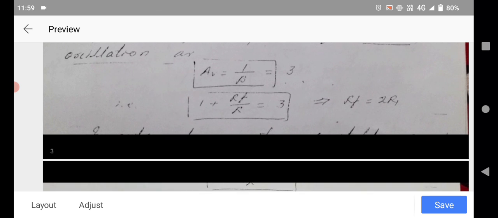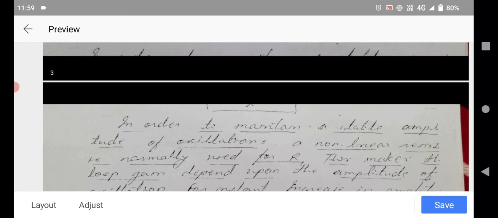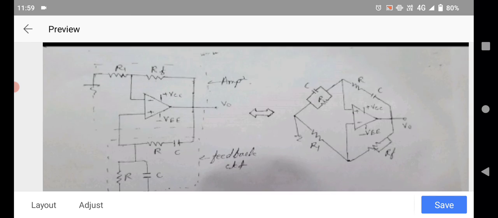Okay, and at this frequency the gain required for oscillation, the voltage gain, is equal to 1/beta. So this voltage gain is 3, and right now 1 plus RF upon R is equal to 3. So here RF is equal to twice R1. Okay, so this is the simple Wien bridge oscillator.